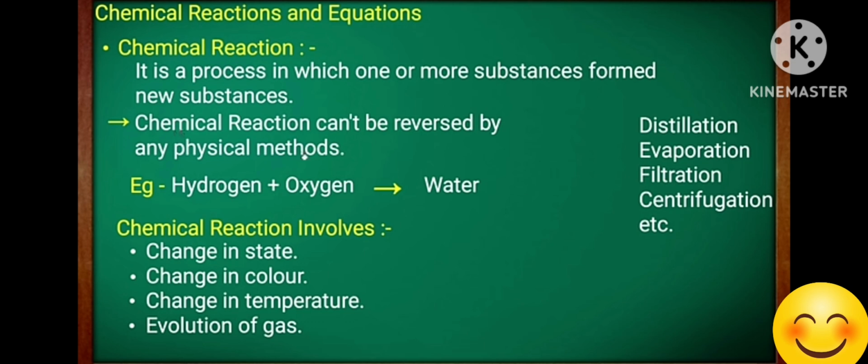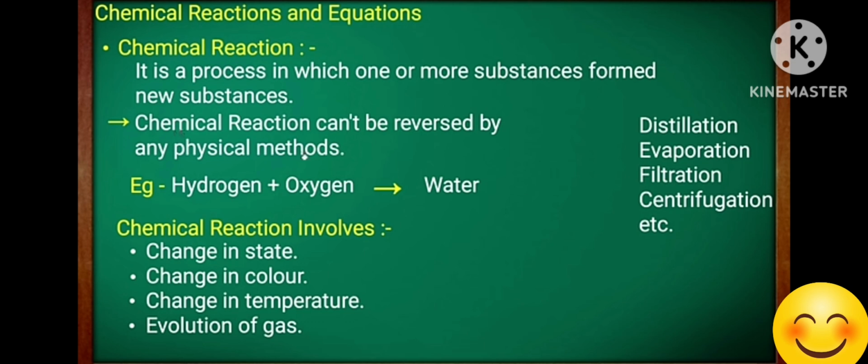If we want to know that a chemical reaction has happened, we have certain indicators: change in state, change in color, change in temperature, and evolution of a gas. Change in state is when ice is converted into water, and then water, when heated, changes into a vapor state.